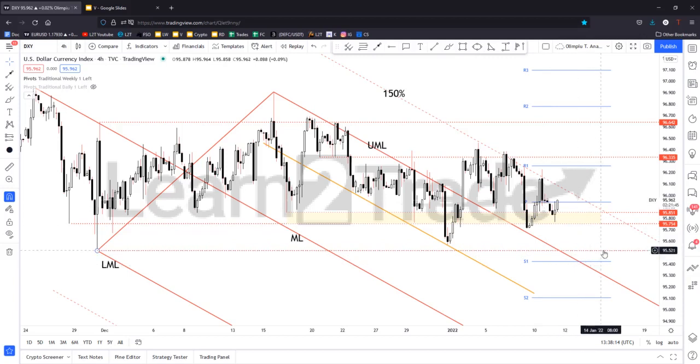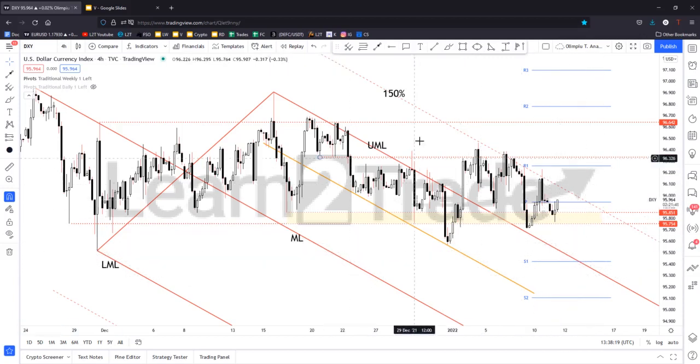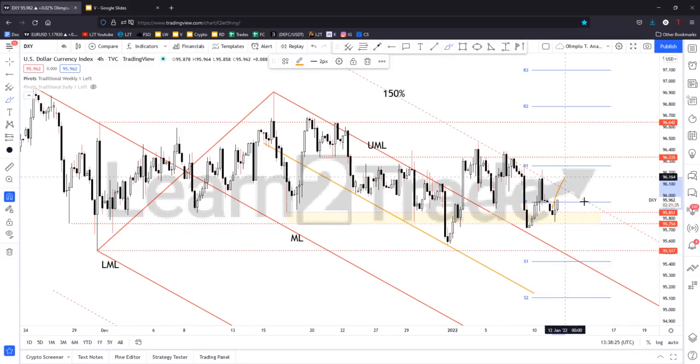And I believe that if the dollar index makes something like this, a value breakout here above the 150% Fibonacci line, if it will close and stabilize above the weekly pivot point, a value breakout above the 150% Fibonacci line could signal potential further growth here. And that's why I believe in a potential upside continuation, swing higher, leg higher.